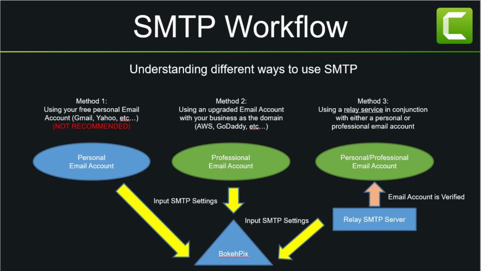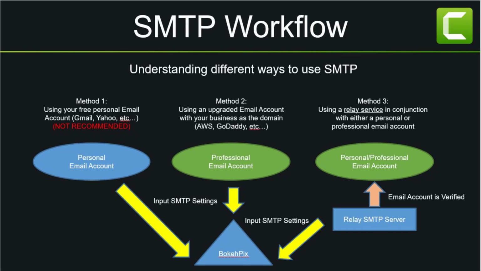a professional domain email. The second method is simply a way of purchasing a more professional email account versus a free one. As an example, something from AWS or GoDaddy or some other email provider where you can provide your domain name, which contains your business name, and then have an email account established with it. From there, you do the same method. Input the SMTP settings from that email server into BokehPix. The chance of a successful email going through using method 2 versus 1 is more likely.